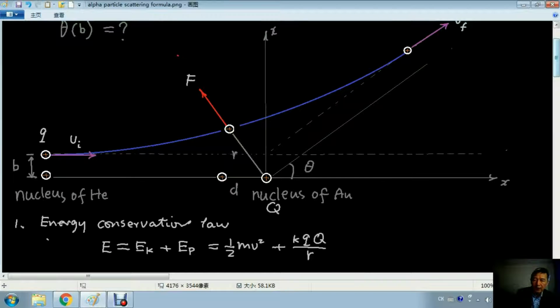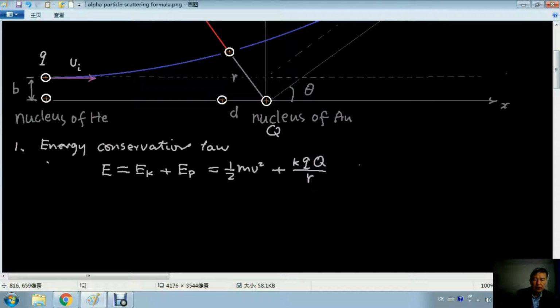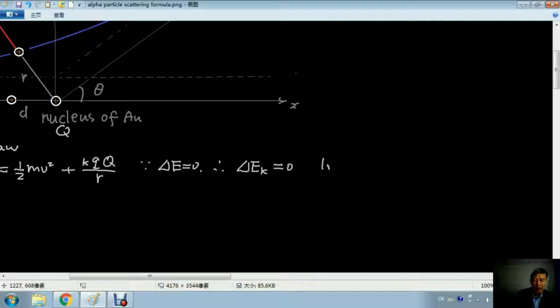Because the total energy is conserved in this case, we can argue that the change in kinetic energy will equal 0. Bear in mind that the potential energy when r approaches infinity will equal 0. So this condition will give us that the initial velocity will equal the final velocity. Can we simply use v to represent the magnitude of the initial and final velocities?